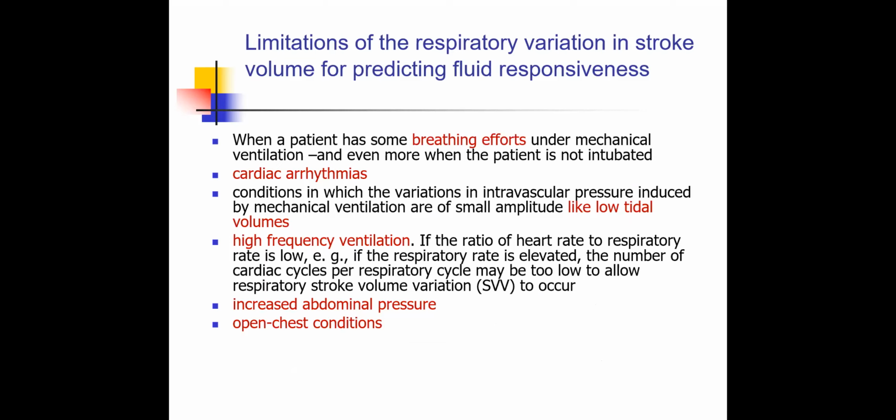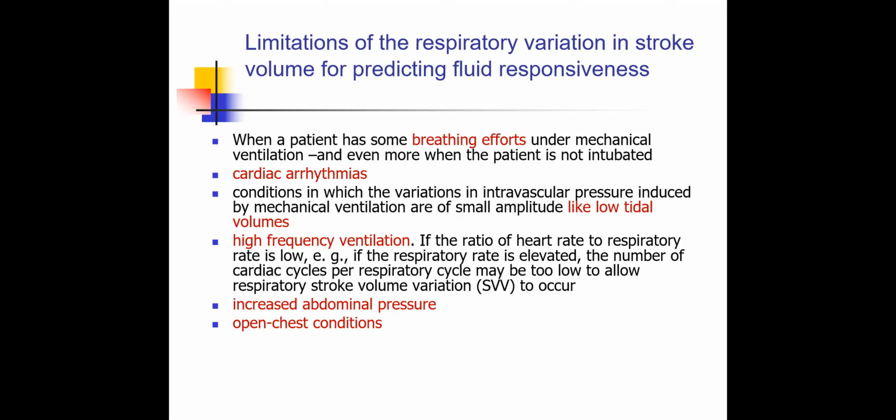So let us also discuss objectively what the limitations of respiratory variation in stroke volume are for predicting fluid responsiveness. Respiratory, meaning mechanical ventilation induced, stroke volume changes are what we use as dynamic indices for predicting fluid responsiveness. So what are the limitations of this? Well, when a patient has some breathing efforts under mechanical ventilation, there is a limitation because the breathing efforts will affect it. And these are more pronounced when the patient is not intubated and is spontaneously breathing.